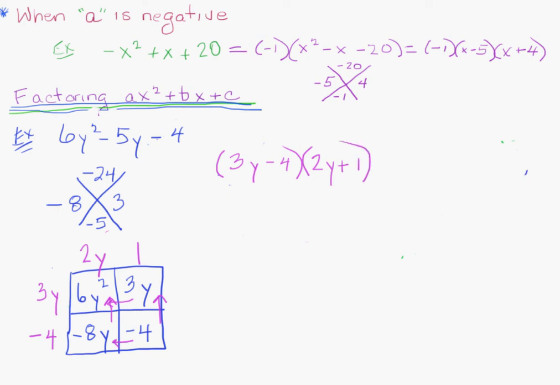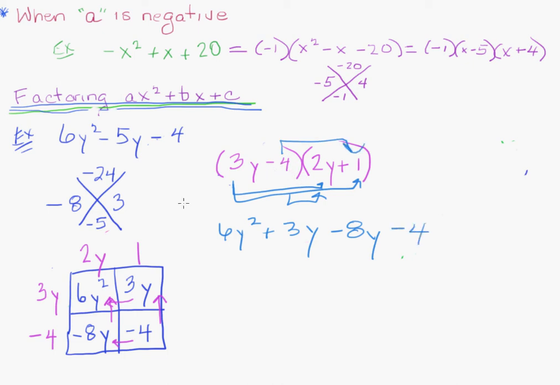I'm going to check it one more time just to make sure I factored correctly. So if I do first, I get 6y squared. Outsides give me 3y. Insides give me negative 8y. And the last give me a negative 4. Simplifying, I get 6y squared minus 5y minus 4.